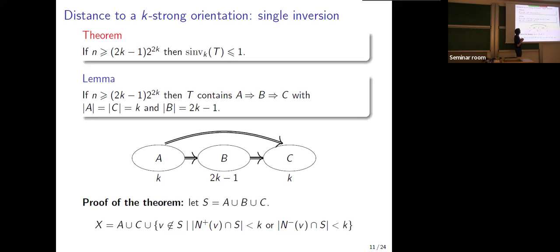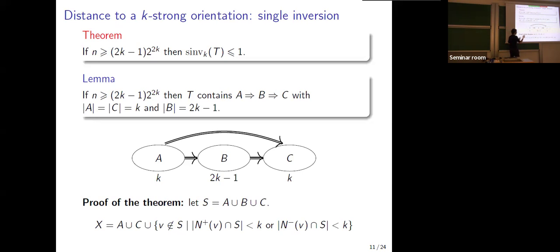So how to do that? Well, it's just because a big tournament will contain three sets, A, B, C, of sizes k, 2k minus 1, and k, so that we have something like this. A dominates B union C, so every arc between A and B goes from A to B, and so on. The same for B and C, and the same for A and C. Now, for your first inversion, you take A union C. So now we will have something that turns like that, and this will be k-strong. This will be the core of your tournament, which will be k-strong.